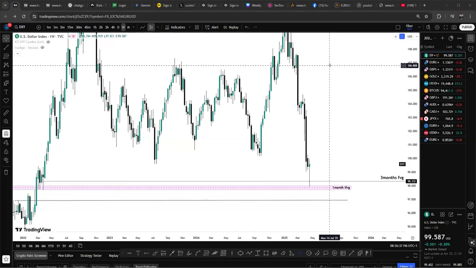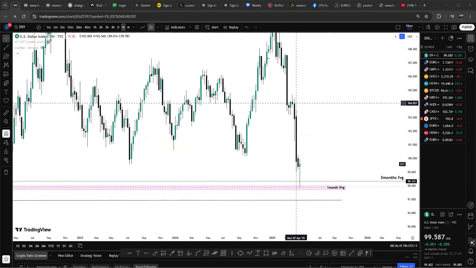Okay, today we're going to start with the dollar index. So that's how many people do you have?